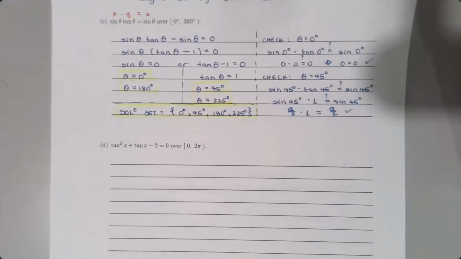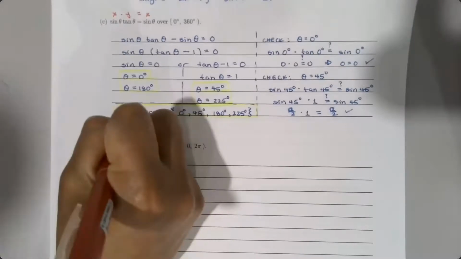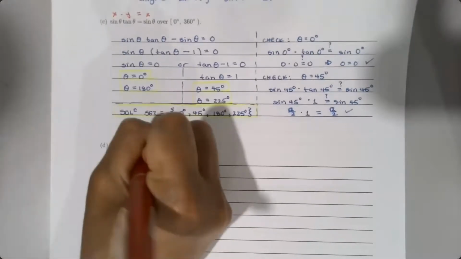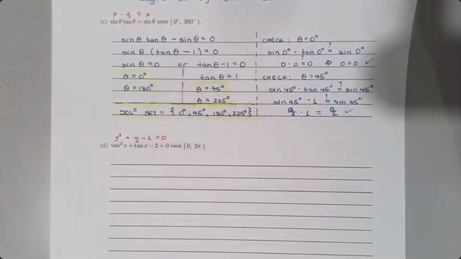Okay, part D is tan squared plus tangent x minus 2 is equal to 0 over the interval 0 to 2 pi. So here we are no longer looking for a degree answer, we're looking for a radian answer. Now again, it might look a little intimidating, but let's say that tangent were y. Then this is the equation y squared plus y minus 2 is equal to 0. And we already solved that equation in the warm-up.